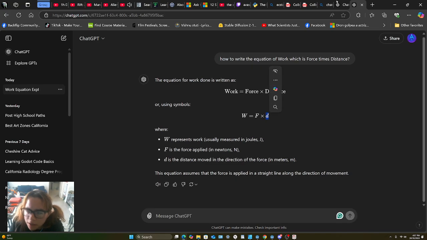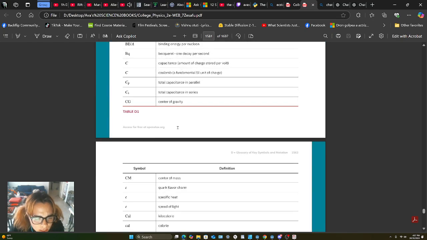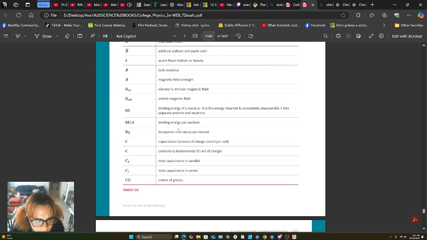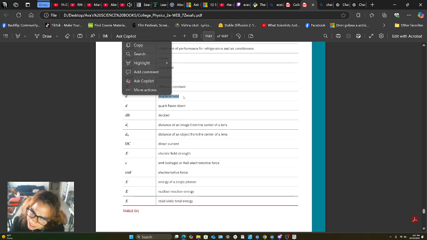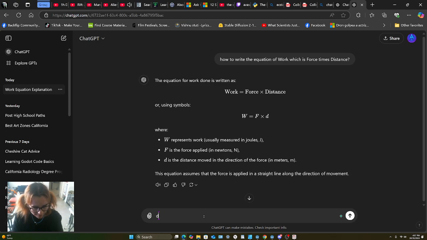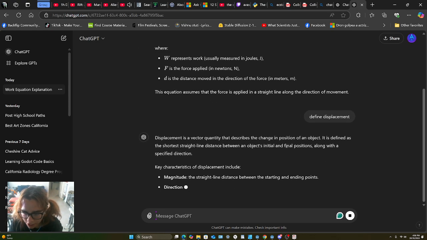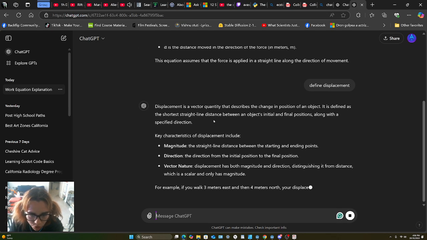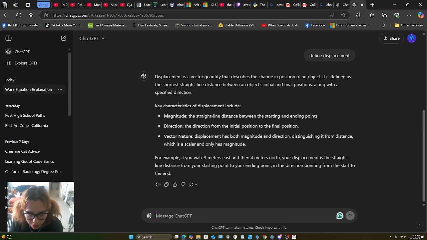Okay, but if you go back, you know that the little d stands for something else. Isn't it like displacement? I mean, I guess that is distance? Okay. Define displacement. This vector quantity describes the change in position of an object. It is defined as the shortest straight line distance between an object's initial and final positions along with a specified direction.